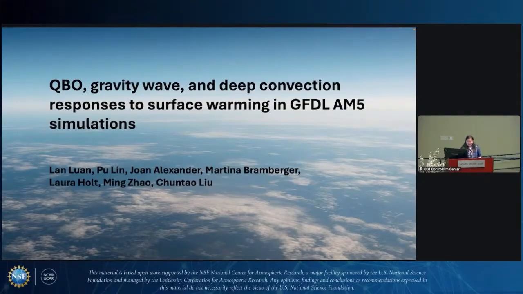Hello, everyone. I appreciate having the opportunity to talk about our research at the CESM workshop. I would like to thank my collaborators, and thanks to Pooh, we have all the simulations. She did the AM5 simulations, and my work is based on those simulations, looking at the QBO, gravity wave, and deep convection responses to surface warming in GFDL AM5 simulations.